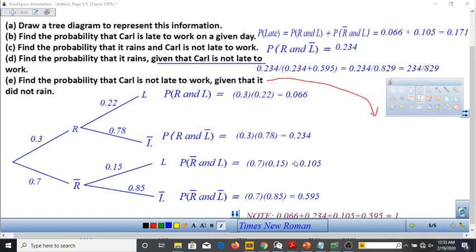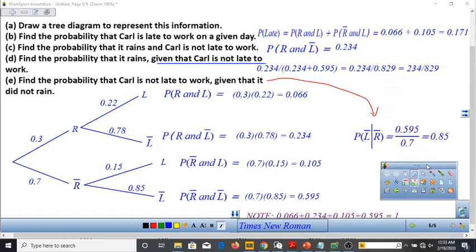We did not really need to do the work. We did not need to do the work because what we're saying is, under the condition of it not raining, what's the probability of him not being late? 0.85. That brings us to the end of this example.